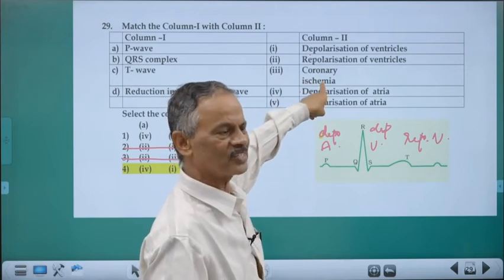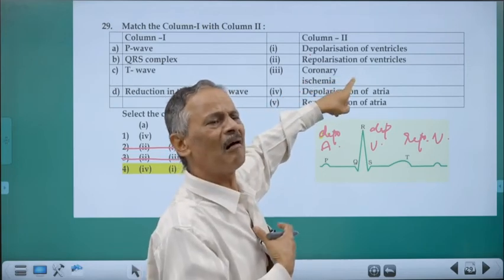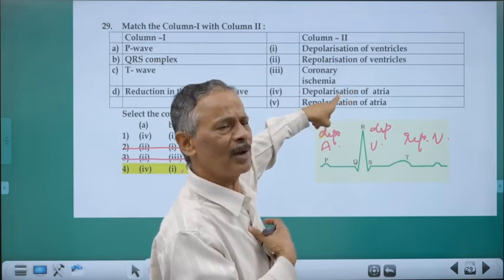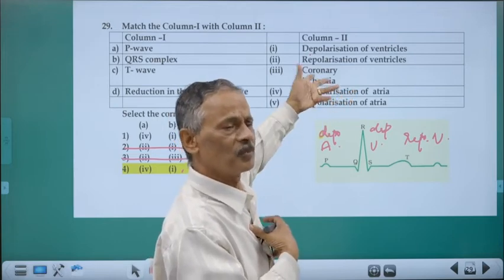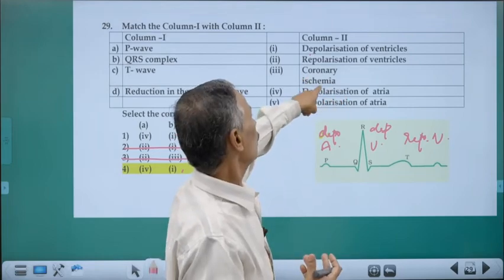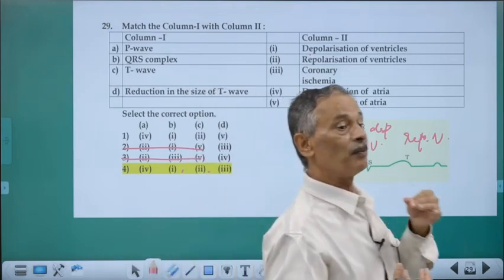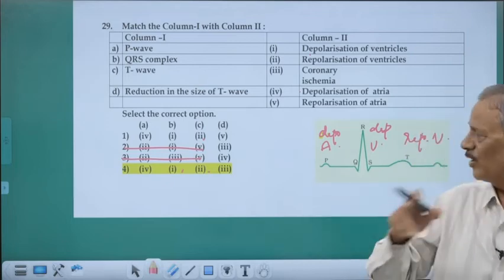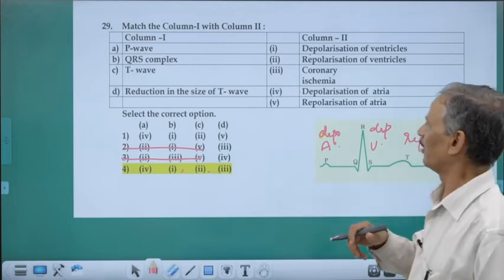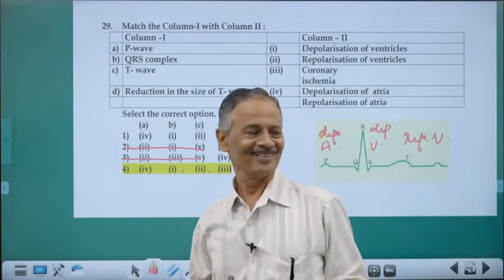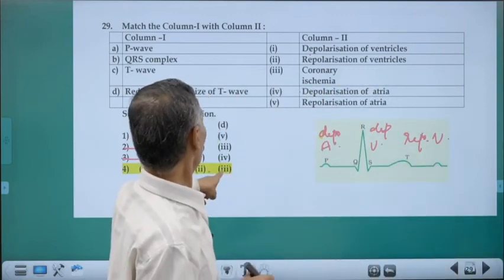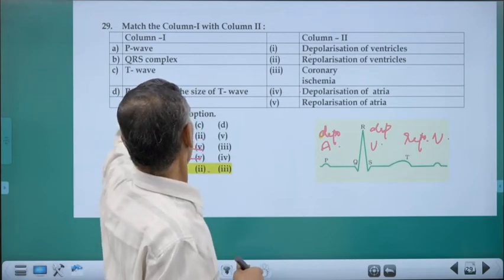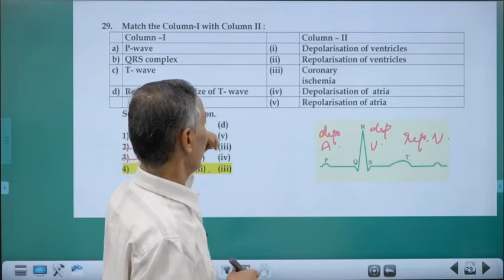What is the meaning of ischemia? Pain. Heart pain. The heart is suffering from some disease. It may be because of damage to the muscles. It may be a heart attack. Okay. So coronary ischemia means painful heart functioning. The heart is not functioning properly. That's why you are having a change in the T wave. So that is the answer we can arrive at. Okay. So, reduction in the size of the T wave.